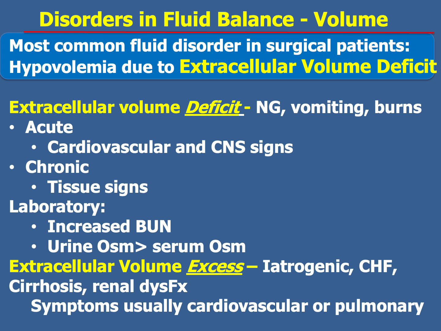Laboratory findings in volume deficit include an increased BUN and a urine osmolarity that's greater than serum osmolarity. Extracellular volume excess is usually iatrogenic or a result of congestive heart failure, cirrhosis, or renal disease. Symptoms are usually pulmonary and peripheral edema with weight gain. Disorders of concentration also occur.